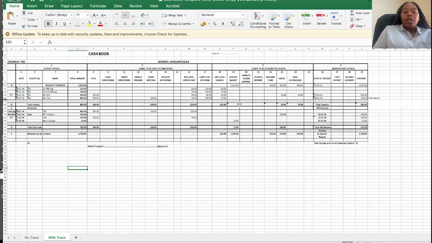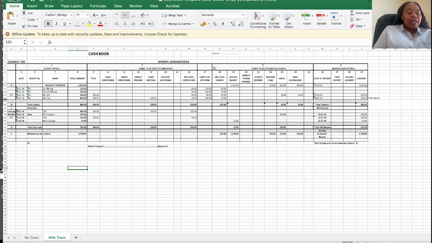So in this example, we had a previous cash book that was balancing. Our church budget is 1,550. Our building fund is 350. Our youth is 350. Local evangelism is 400. That makes a total of 2,650. That same total of 2,650 is the same as our opening balance in our bank account. As we said, we're using the current account, it's 2,650. That is how the closing balances were at the end of December 2023.